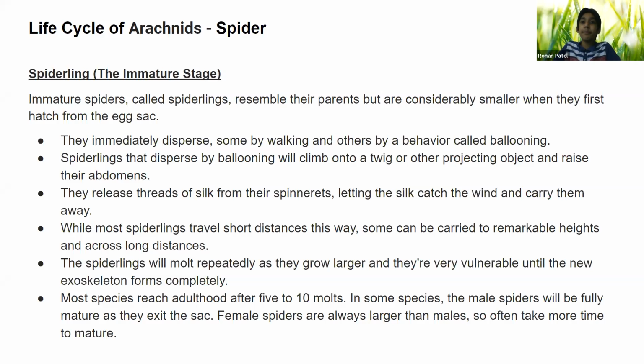Spiderlings will molt repeatedly as they grow larger, and they are very vulnerable until the new exoskeleton forms completely. Most species reach adulthood after 5 to 10 molts, but in some species, the male spiders will be fully mature as they exit the egg sac. Female spiders are always larger than the males, so often take more time to mature.